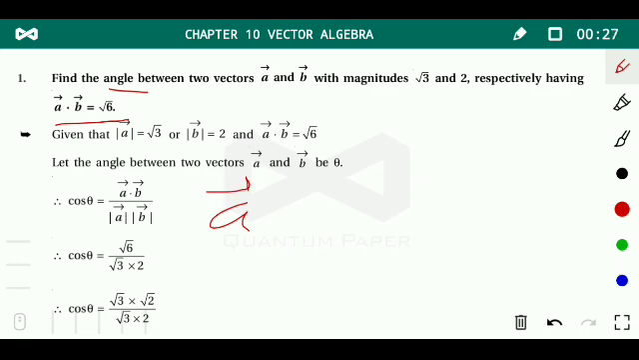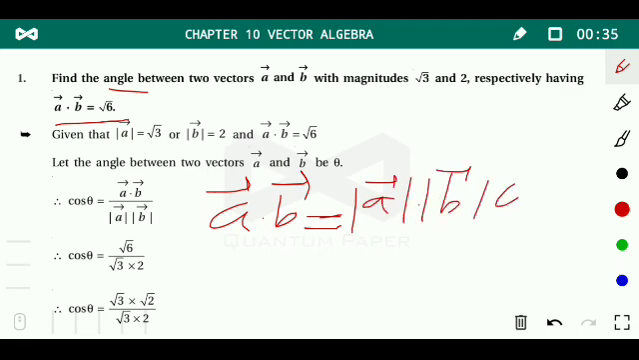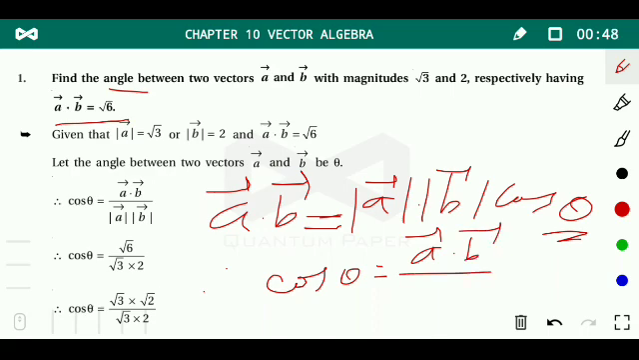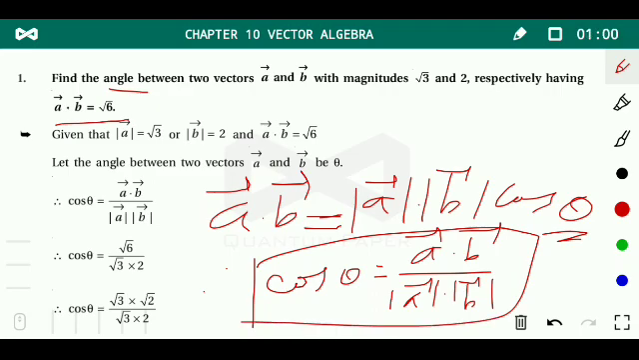We know that vector A dot vector B is equal to magnitude of vector A into magnitude of vector B cos theta. Now we have to find the angle, so we have to find theta. So we can write cos theta is equal to vector A dot vector B upon magnitude of vector A into magnitude of vector B. We have to use this formula for finding the angle.